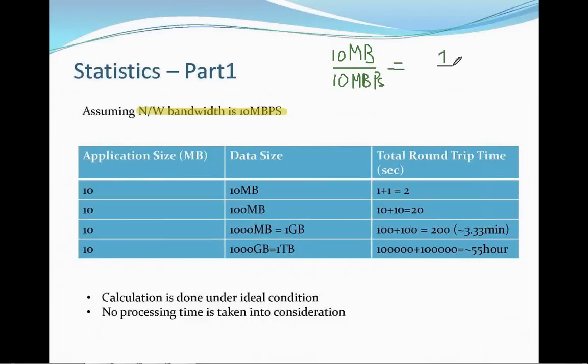So I have got 1 second. So 1 second is basically to go to the database. Again coming back, 1 plus 1, we have 2 seconds. So the total round trip time, the total to and fro time, equals 2 seconds. So 2 seconds is to go to the data and come back.